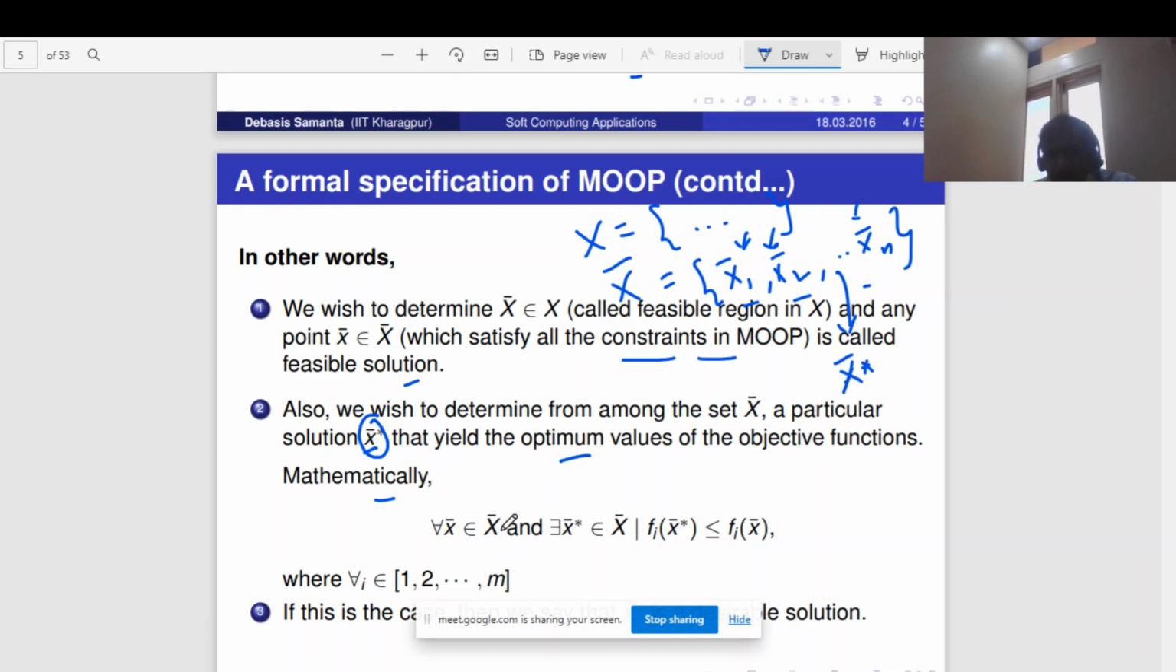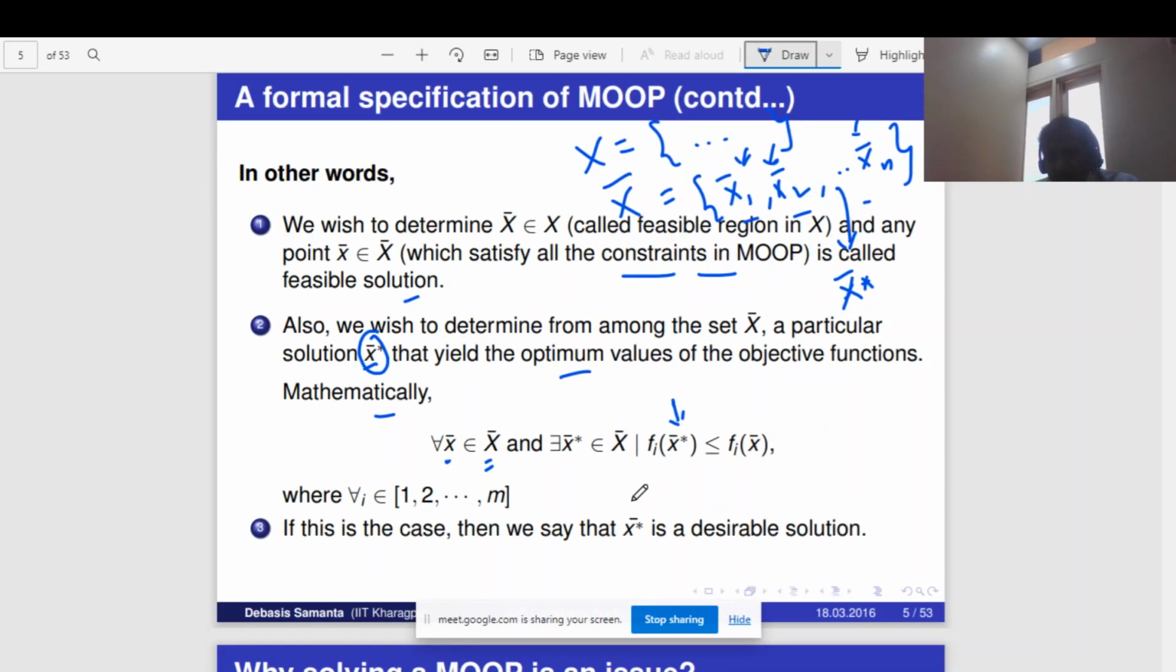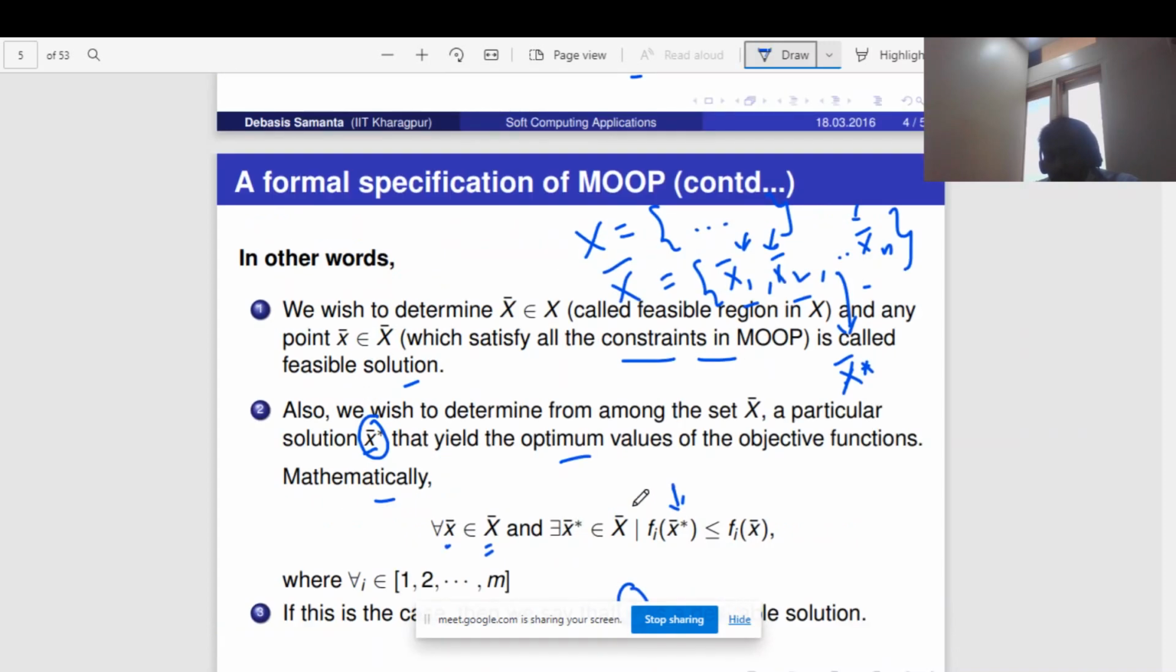Okay, and that is mathematically represented like this. That is, for all small x dash, the individual x dash belonging to capital X dash, there exists an optimal value x dash star, which is also a part of X dash. And what is that? Fi of x dash star is less than or equal to Fi of x dash. That is, the fitness value of this individual x dash star will be less than the fitness value of all others, because here we want to minimize. Is it clear? So this is how it is mathematically represented. So x dash star is the desirable solution, okay.